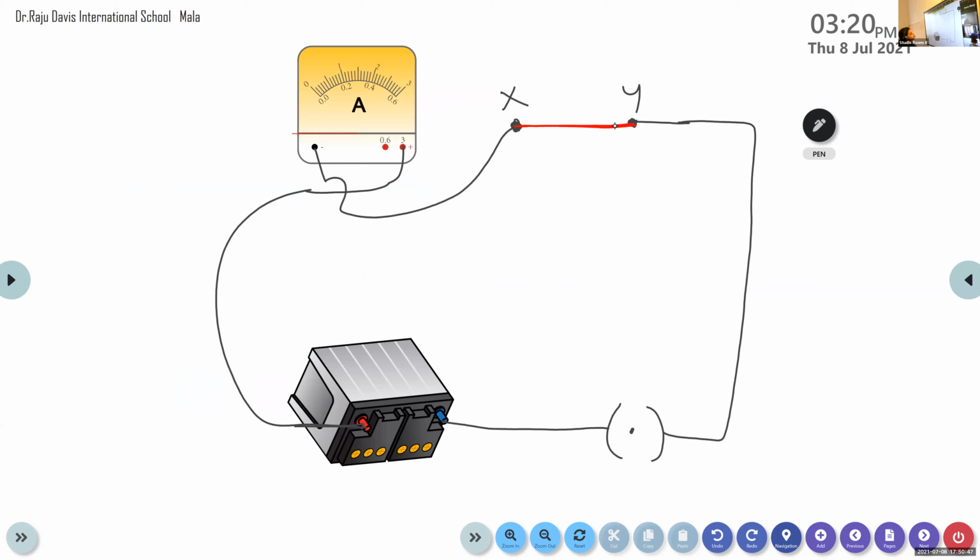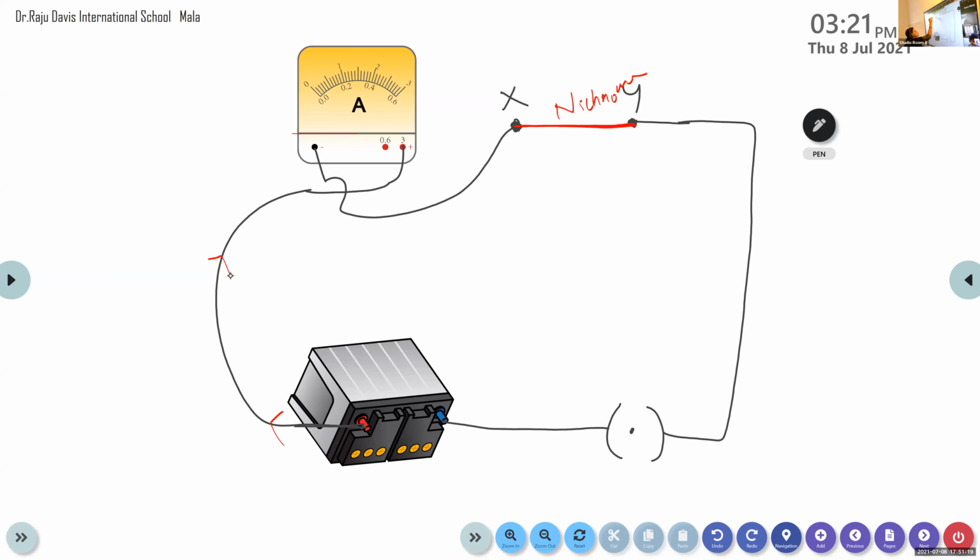Now is the circuit open or closed? What is the condition of the circuit? Now it is a closed circuit, right? So the current starts to flow from the positive terminal to the negative terminal, and we can measure the value of the current with the help of a device connected here. What is that device? The ammeter. With the help of the ammeter we can measure the value of current.